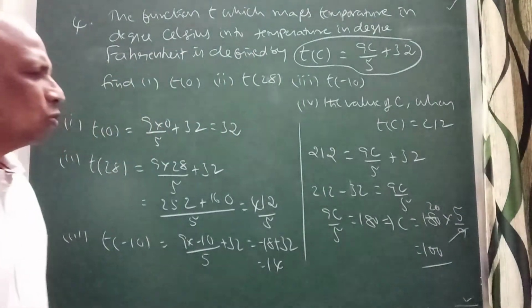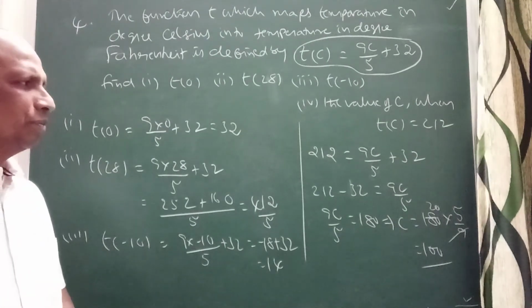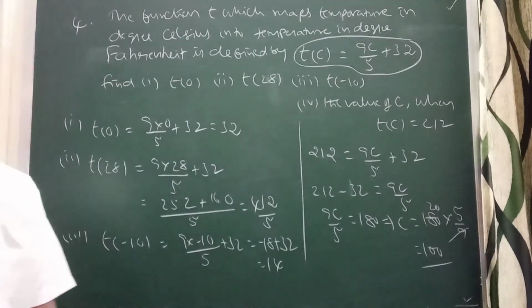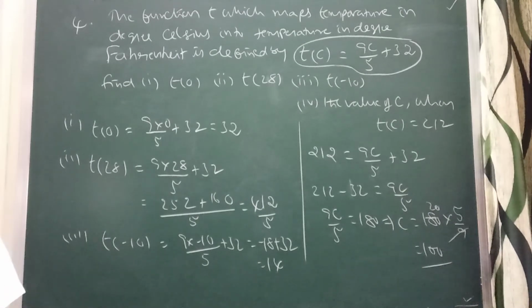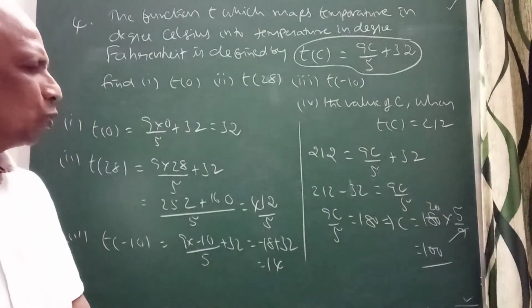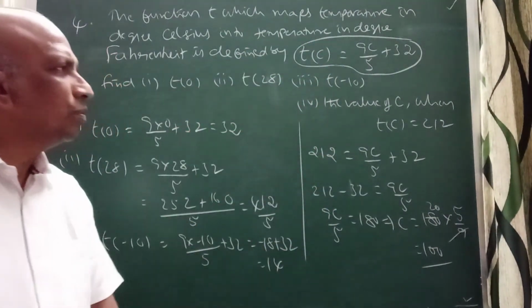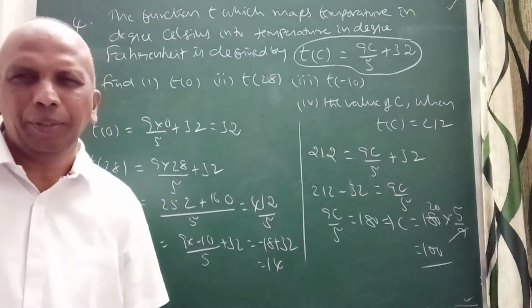We got the conversion here. We got the value 100. When T of C is given as 212, we get 100. Correct? When the given value T of C is 212, then we got C is equal to 100.